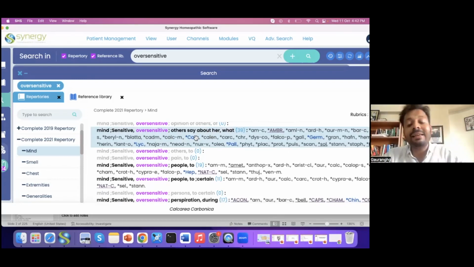Another remedy, Calcarea carbonica. Calcarea carbonica is a little different. It is not just sensitive about what others say about them, but also sensitive to being observed, that everyone is looking at me. Am I doing the right thing? People are looking at me.